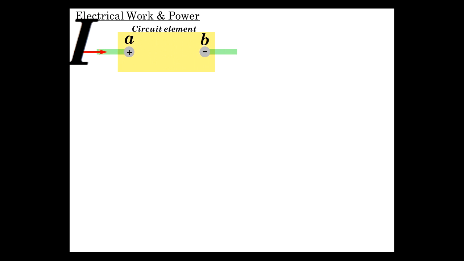Let's now consider the work and power in a circuit element and in a source as well, identifying the various aspects of where the electrical energy is being partitioned. All right, so here's a circuit element. And we have current going in. Between A and B, we have a potential difference. We have VA and VB.